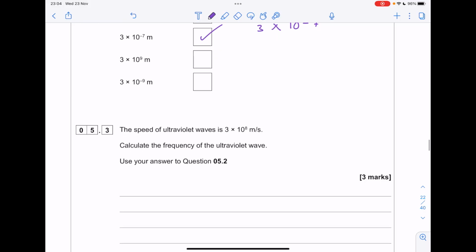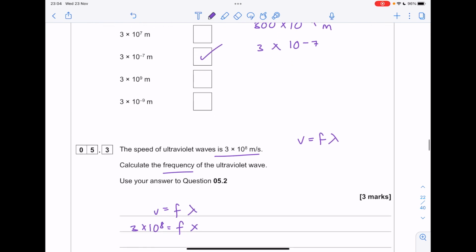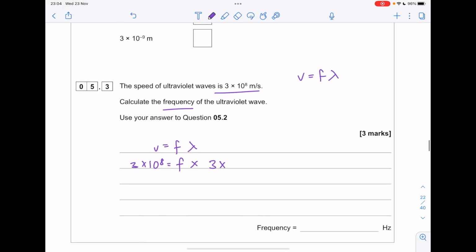The speed of ultraviolet waves is 3 times 10 to the 8 meters per second. Calculate the frequency. So this is the wave equation. Our speed is 3 times 10 to the 8. We're after frequency, and the wavelength is 3 times 10 to the minus 7. So to find f, divide both sides by 3 times 10 to the minus 7 to get 1 times 10 to the 15.